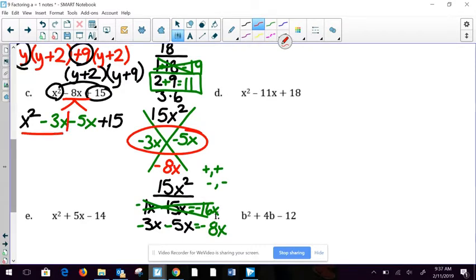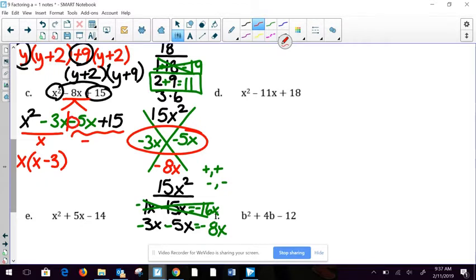So underline, squiggle. Looking at the first half, what do they both have in common? You guessed it, they both have an x. So when I divide out that x, x squared over x is just x. Good job. Negative 3x over x is negative 3. Now I'm going to go to my second half. Oh no, I have a negative in the middle. I'm going to write it down.